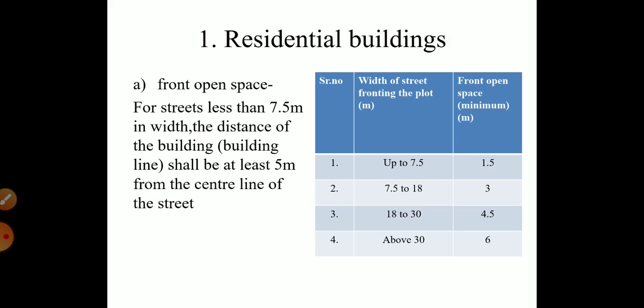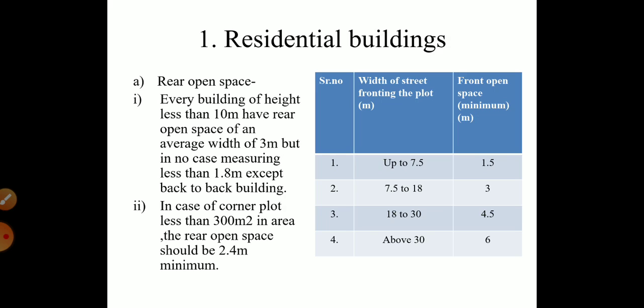If the street is less than 7.5 meter in width, the distance of the building line shall be at least 5 meter from the center line of the street. The center line पासून 5 meter distance वरती जर का 7.5 meter width पेक्षा कमी street असेल तर ते सोडावं लागतं. ओके, सेंटर पासून. आणि हे जे डिस्टन्स आहे फ्रंट ओपन स्पेस, इट इज इन बिटवीन द सेंटर ऑफ द रूट.